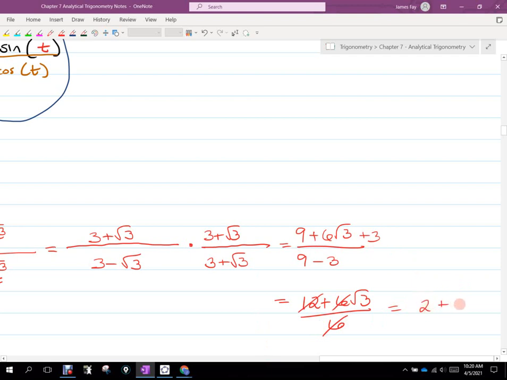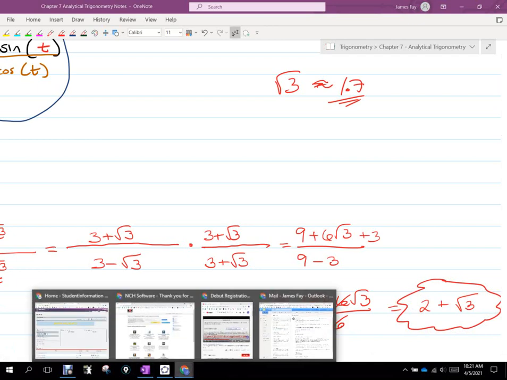2 plus radical 3. Why doesn't this 6 cancel with that 3 in the radical? Yes, the radical 3 is a symbol for approximately 1.7, and 1.7 and 6 do not have a common factor. Okay? So 2 plus radical 3, that is the tangent of 75.